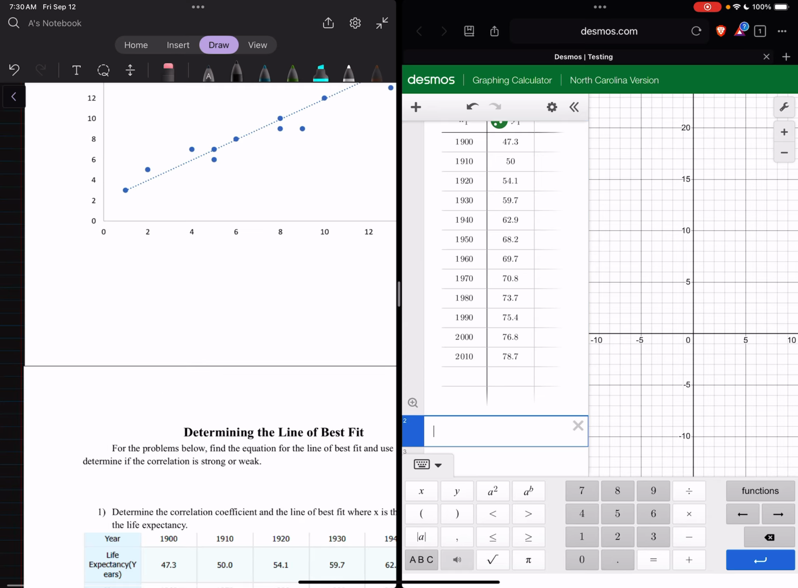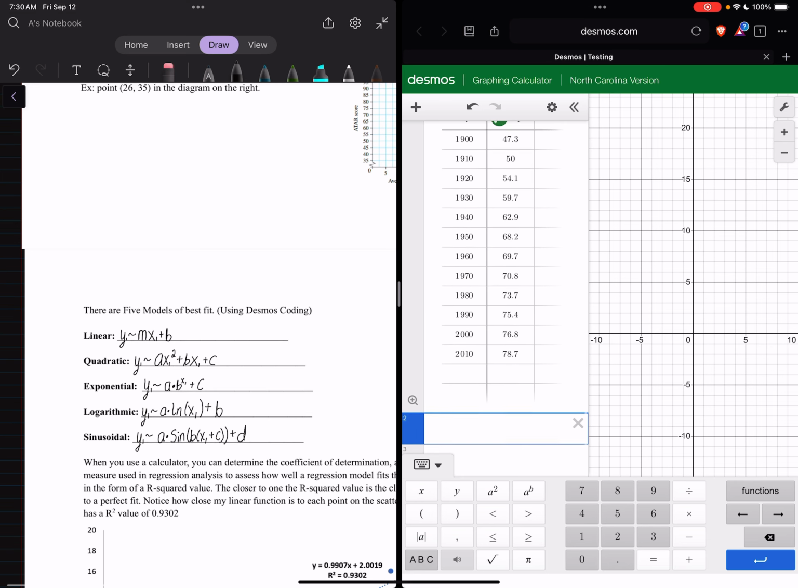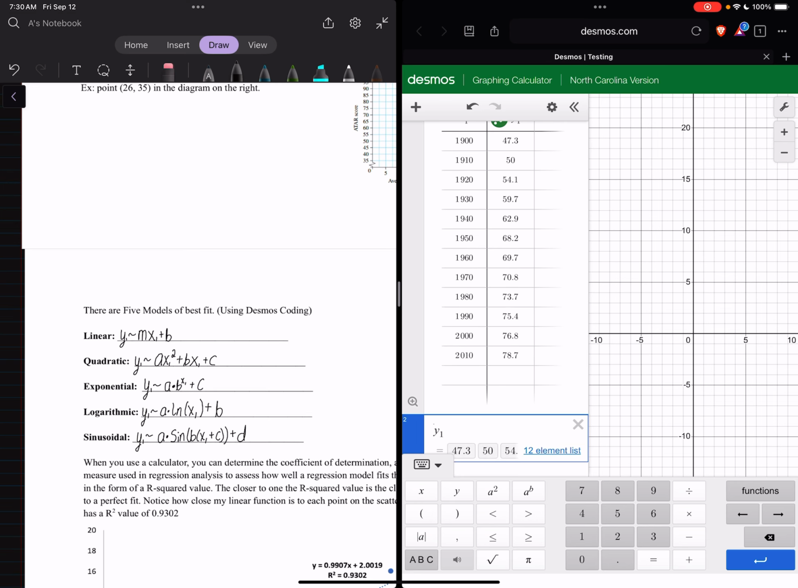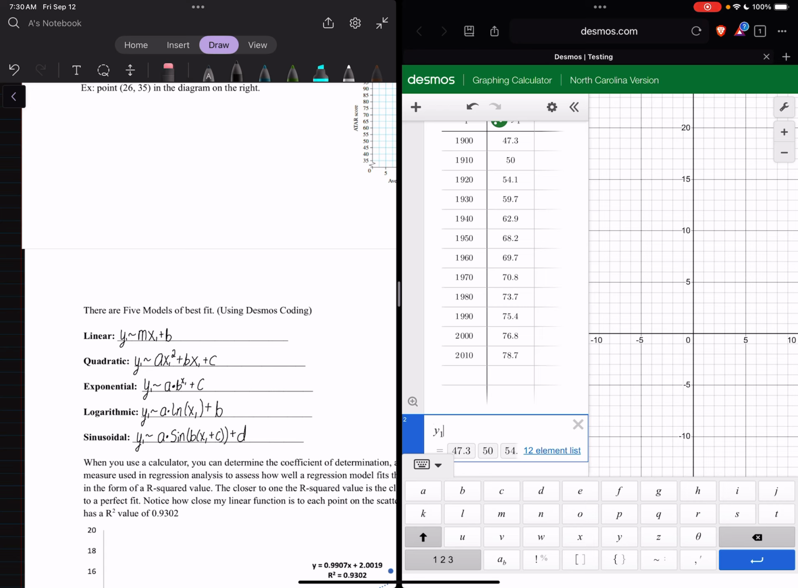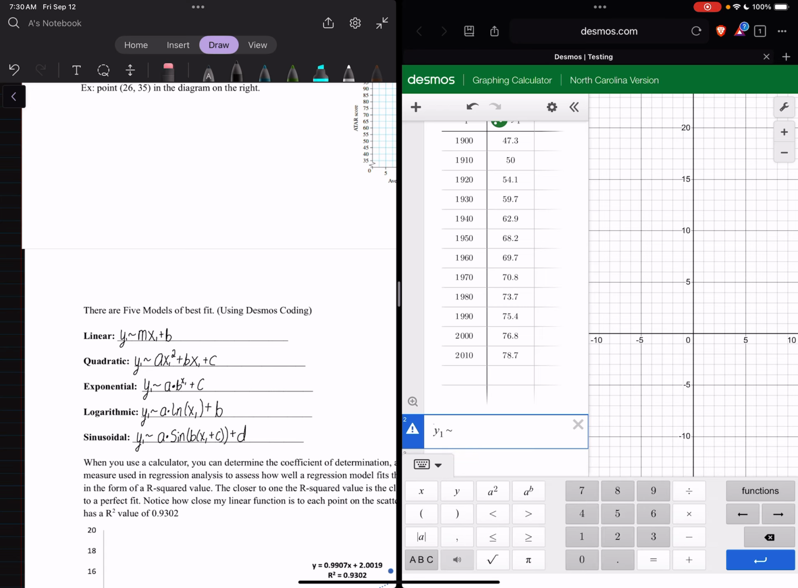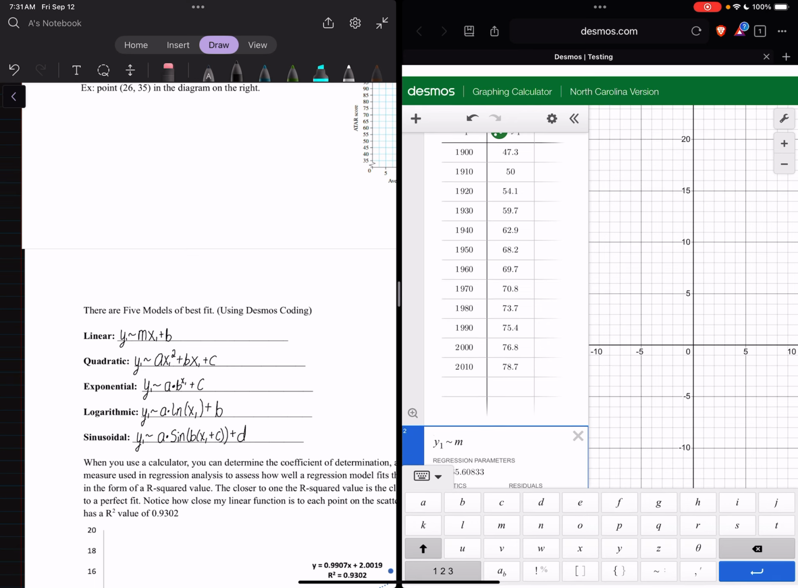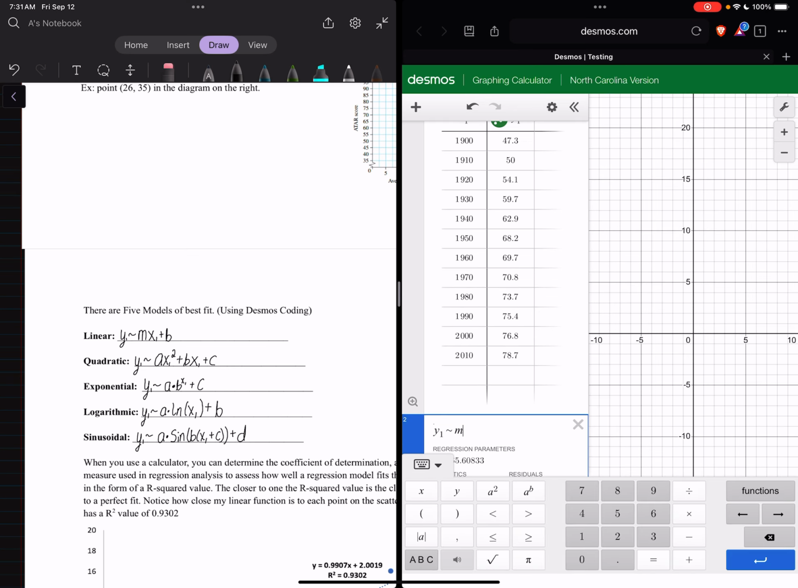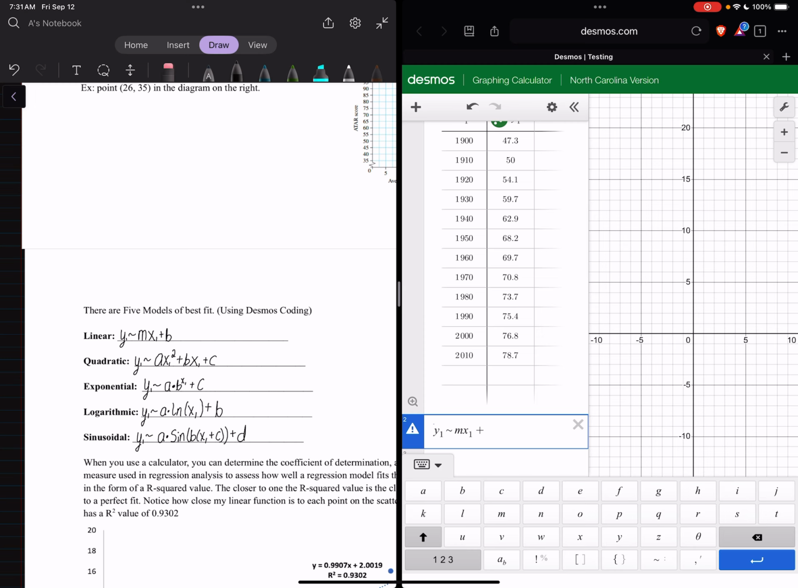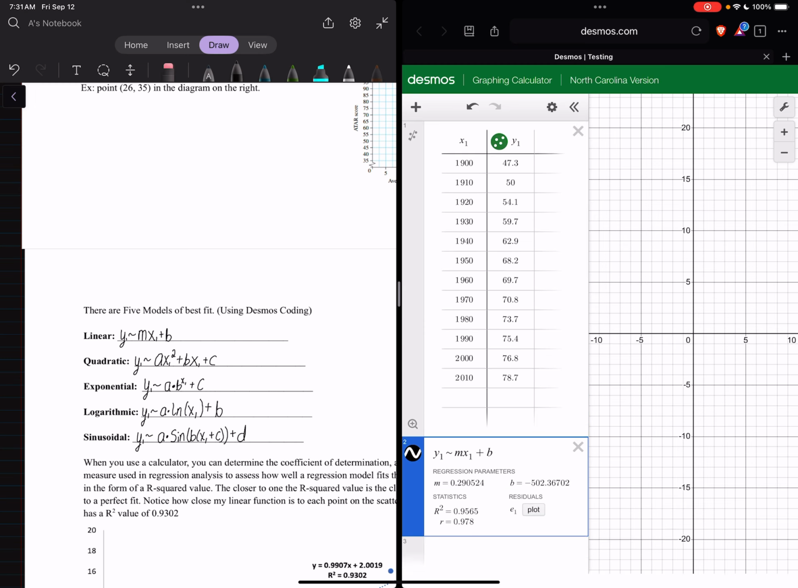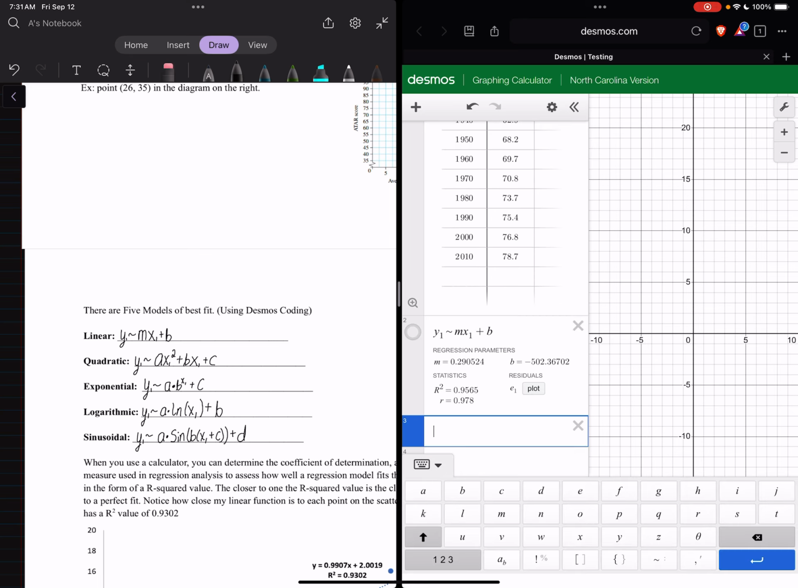Now let's go ahead and type in all of our lines of best fit. Y1 tilde M X1 plus B. This is a lot faster to do on a computer. Now, I do not care right now about that actual graph. I'm going to hide it. The only thing I care about is having every one of these listed in.